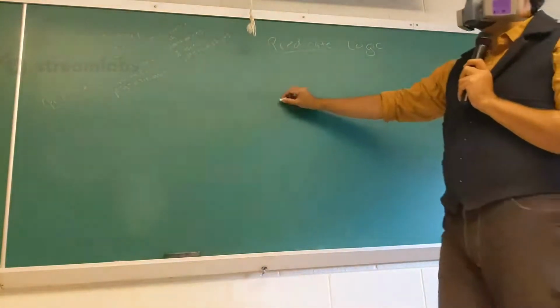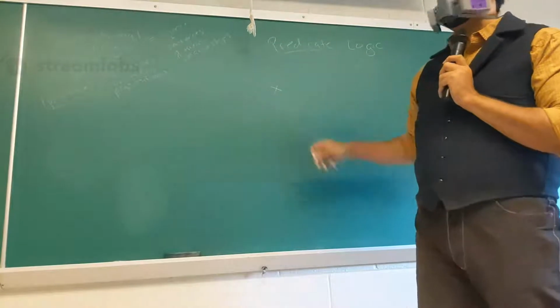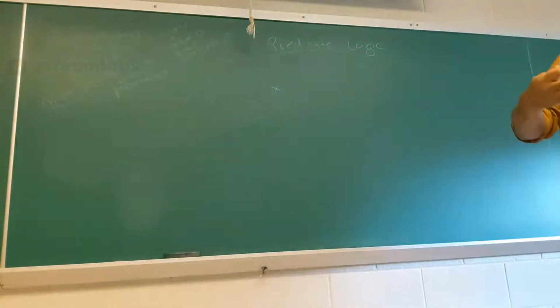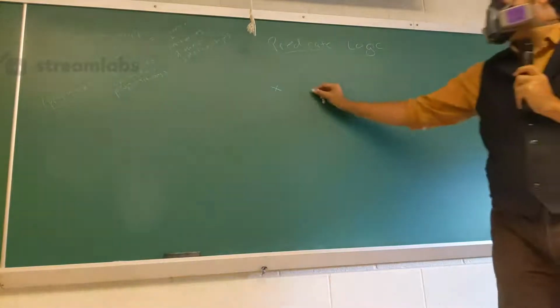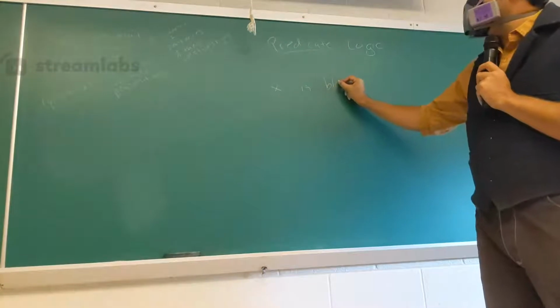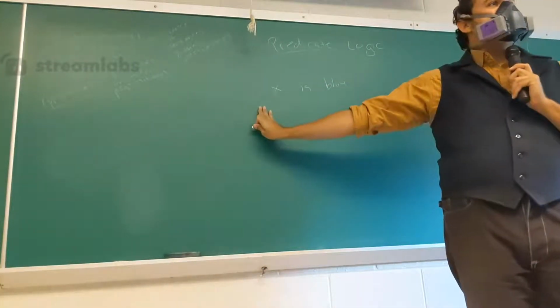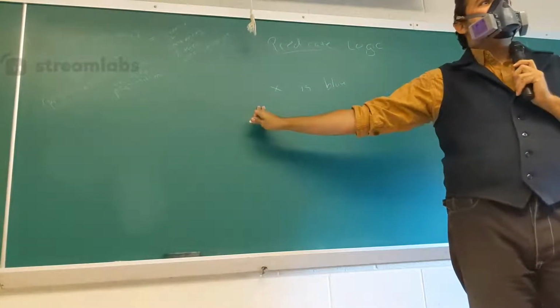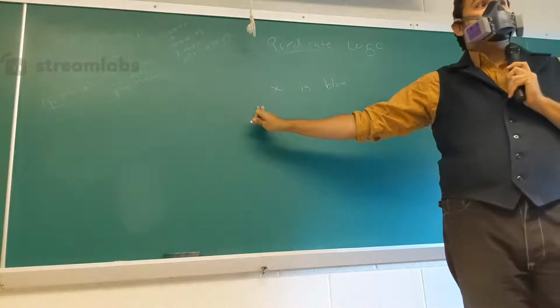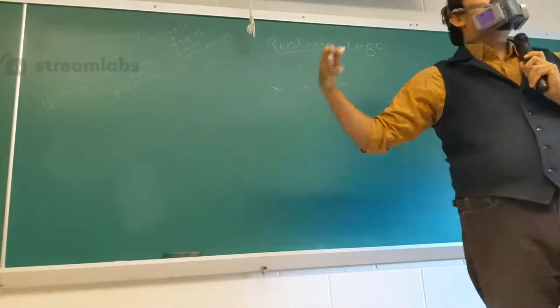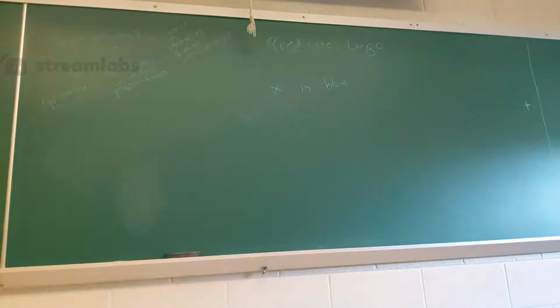So if I have, let's just say my subject is X, and I want to predicate something of the subject, what would that mean? Let's say I predicate X is blue. So X is blue. This is a predication. What do you think that means? You're describing X. How are you describing X? What are you doing in order to describe it?